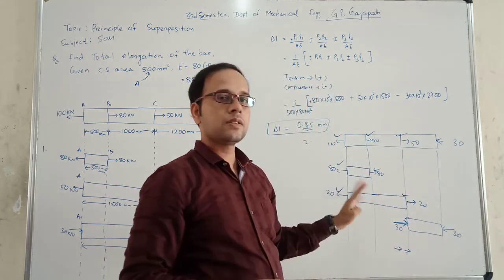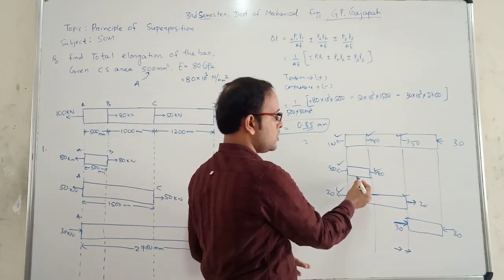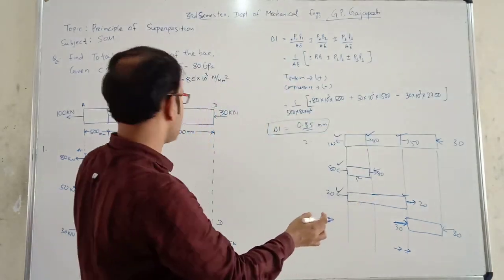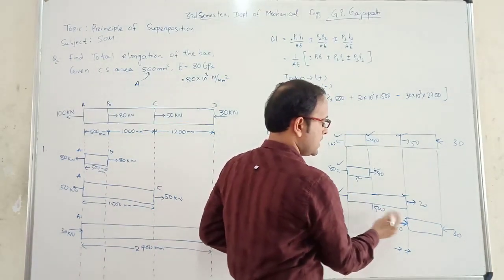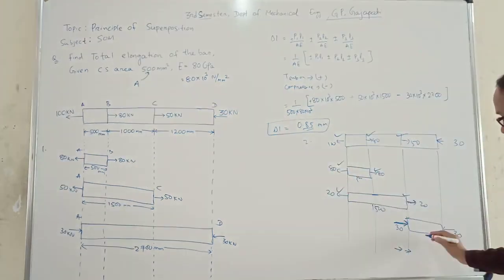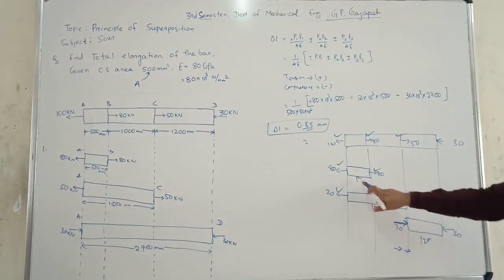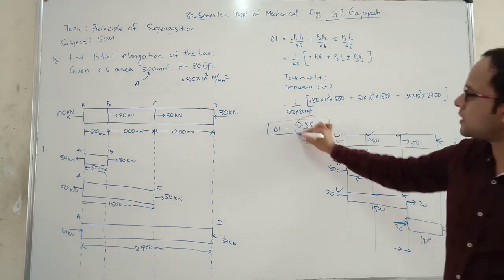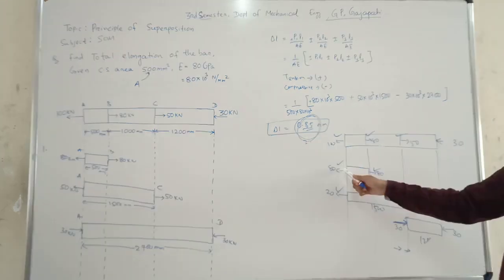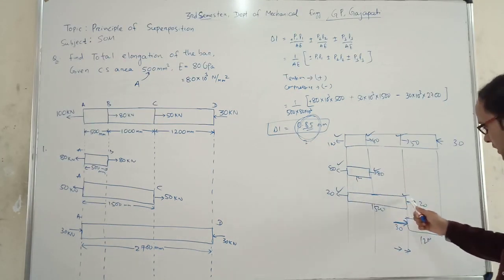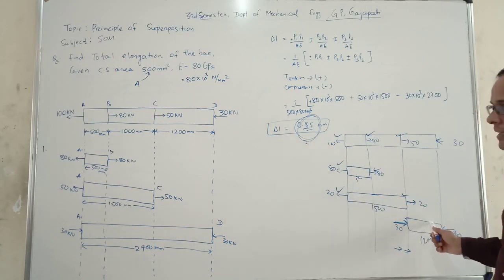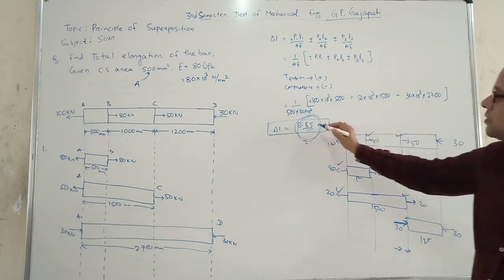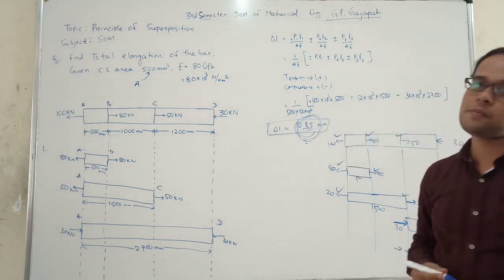So this attempt also you can take. Here length will be 500. This is 500 plus 1000, 1500. Now for this one, 1200. So you can take the length L1 500, L2 1500, L3 1200. Same answer you will get. So after putting, this is tensile positive sign, this is also positive sign, for this one negative sign. After putting the values, we will get same 0.85 mm.